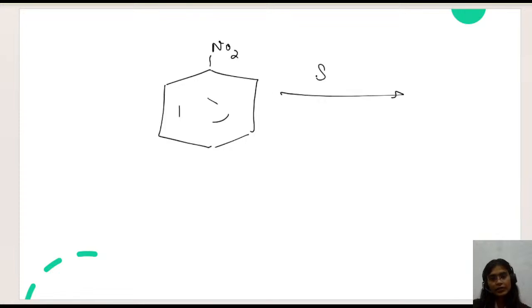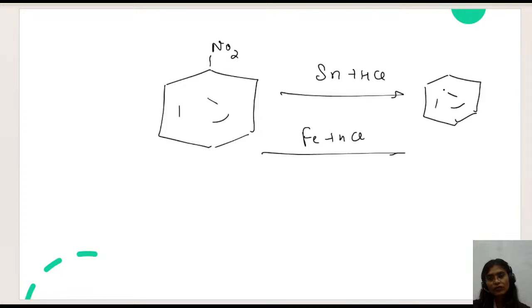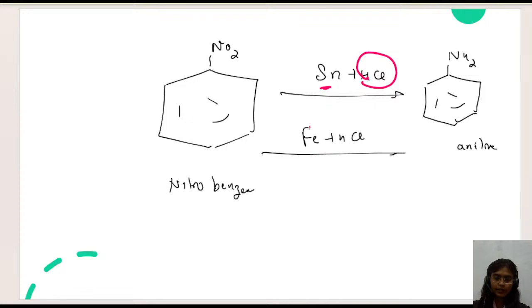So there's some kind of nitro group again, and in this case the most common reagent is Sn plus HCl, or Fe plus HCl. Both we can use. And what is happening there? There is a formation of aniline one more time. This is aniline and this is our nitrobenzene. So the topic name is, sorry, acidic reduction in the presence of metal. So Sn and Fe we can use.